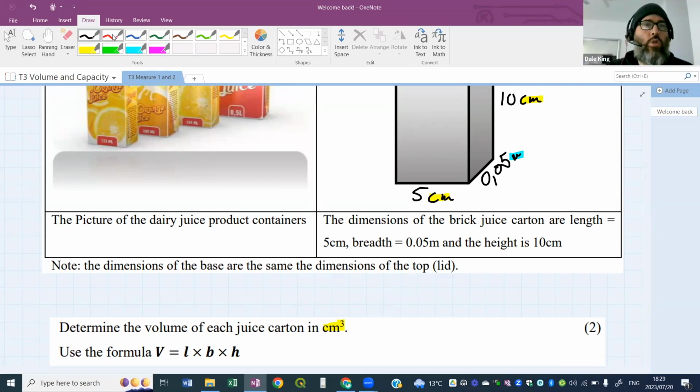So you're going to have to convert this 0.05 meters to centimeters before you work out the volume. I'm going to give you guys 2 minutes to work out the volume, and then we're going to check. Please put in chat when you're done. Just write D for done or a thumbs up.